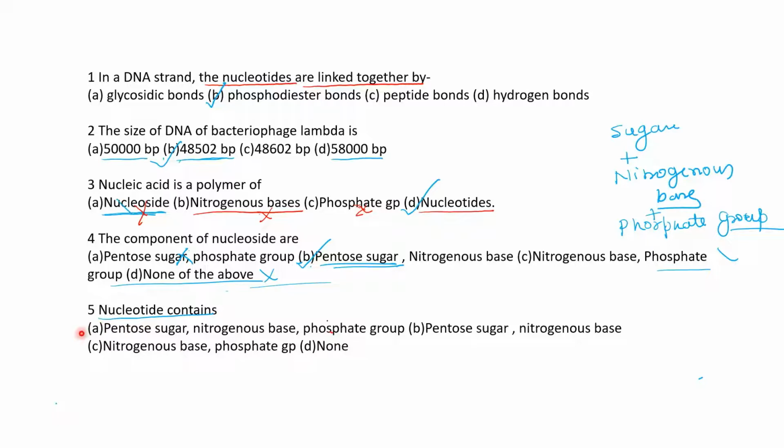So before marking it as correct, let's see the other options. Pentose sugar and nitrogenous bases: here only two components are present, so this is not possible. Nitrogenous base and phosphate group: only two components, so this option is also not possible. And none, so this is also not possible. So our correct option is the first option, pentose sugar, nitrogenous base and phosphate group.